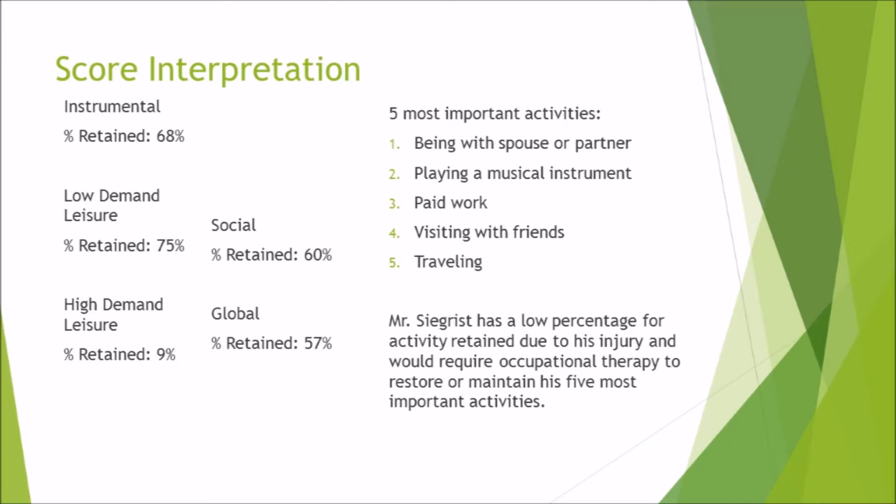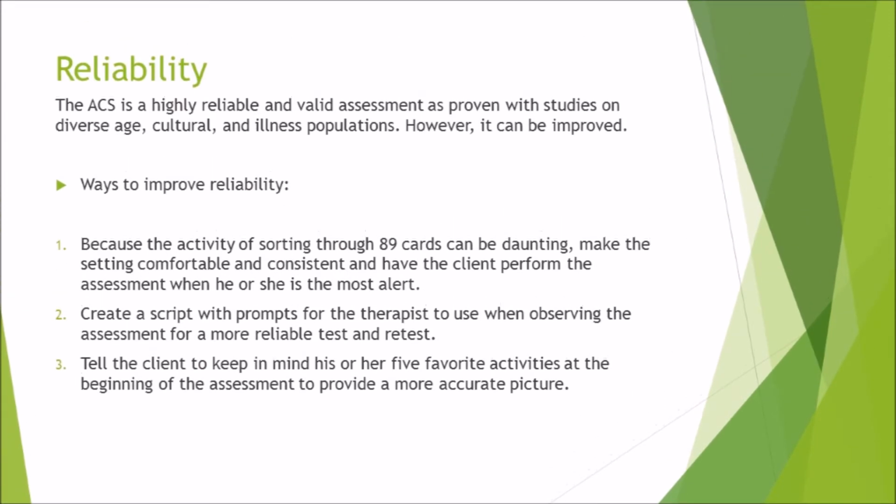The 5 most important activities for Mr. Segrist were listed as being with a spouse or partner, playing a musical instrument, paid work, visiting with friends, and traveling. Because of the low global percent retained, Mr. Segrist will be referred for occupational therapy to restore or maintain his 5 most important activities. The ACS is a highly reliable and valid assessment as proven with studies on diverse age, cultural, and illness populations. However, it can be improved.